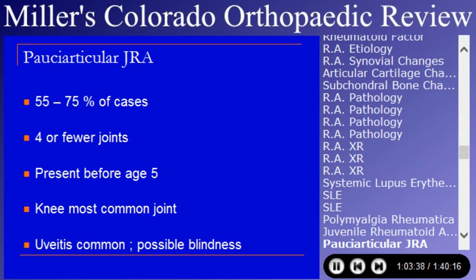There are a variety of forms. The pauciarticular is the most common. It occurs 55 to 75% of the time. It involves 4 or fewer joints. If it involves 5 joints, it doesn't qualify for pauciarticular. It is common in young children. The knee is the most common joint, and it's associated with eye problems, which has been asked on one of the tests not in the too distant past.